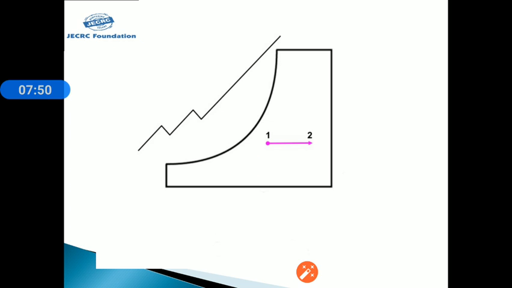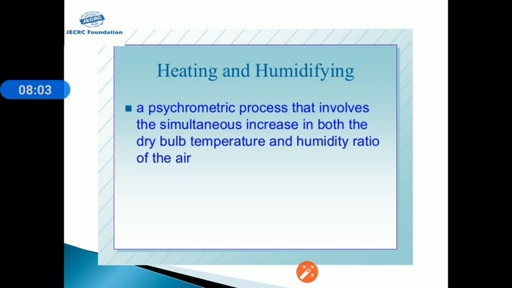This diagram shows sensible heating, point 1 to 2. What happens here? Here the temperature is increased, so we can say it is sensible heating. Here the specific humidity is constant.